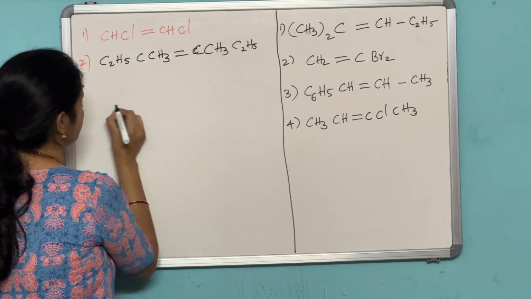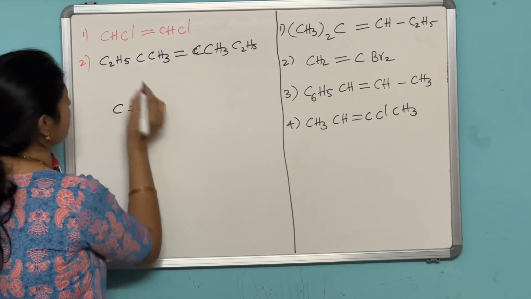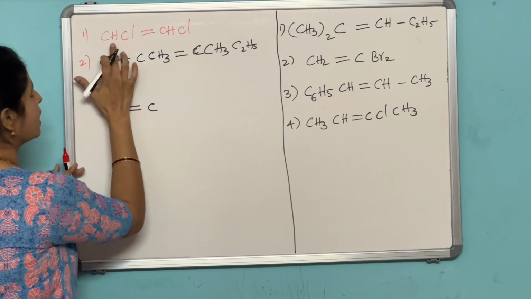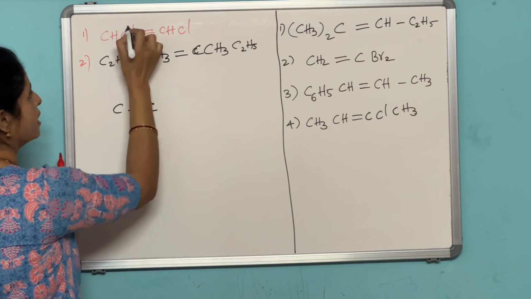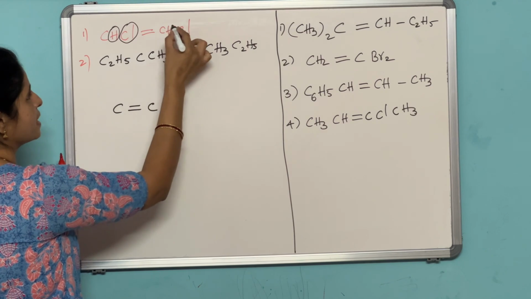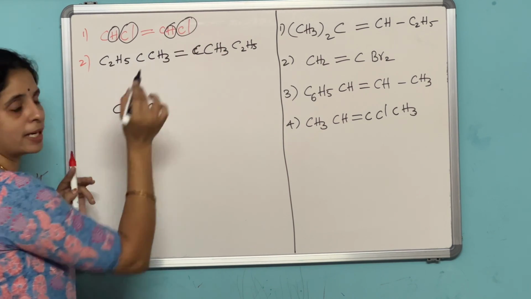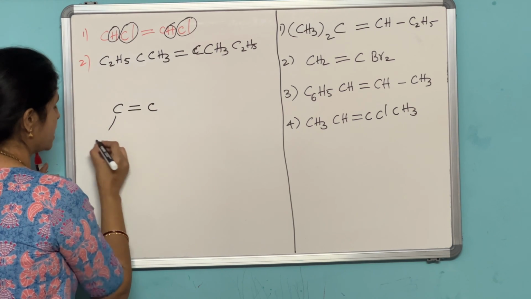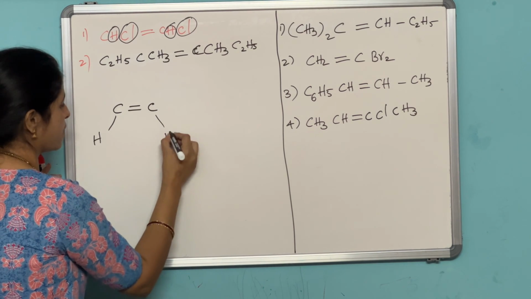So here, C double bond C. First you write the double bond between the two carbon atoms, no? So what are the atoms present? H and Cl. These two are the atoms present around the carbon double bond. So first I have written carbon double bond. So cis means same atoms, same side.